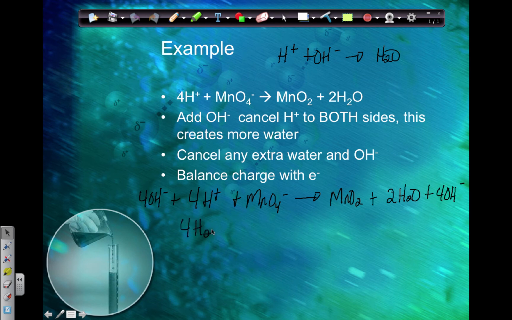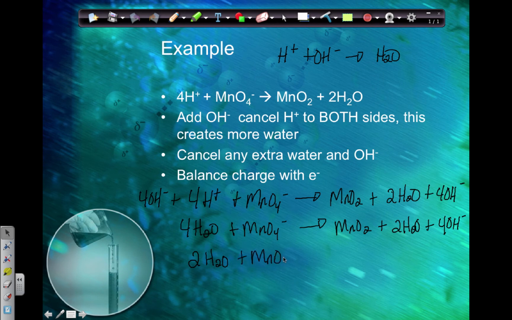So that's going to be 4 H2Os. 2 waters, and 4 hydroxides. All right, so now I can cancel any extra water that I have. So on this side I have 4, on this side I have 2. So really, overall, the net would actually be 2 waters on this side because these 2 waters will end up canceling. So I have 2 waters here. And the hydroxides don't cancel on this side.